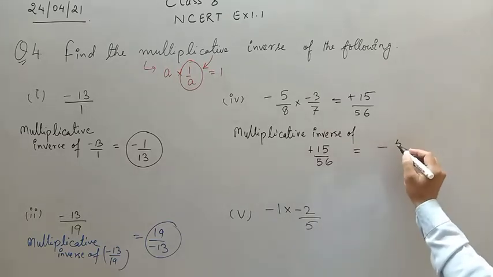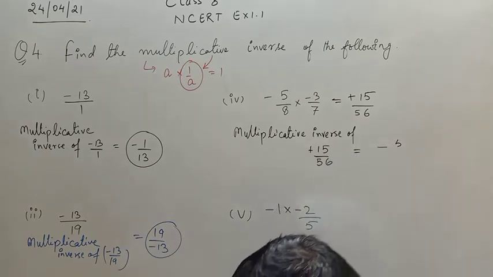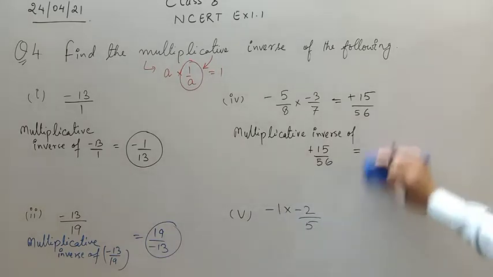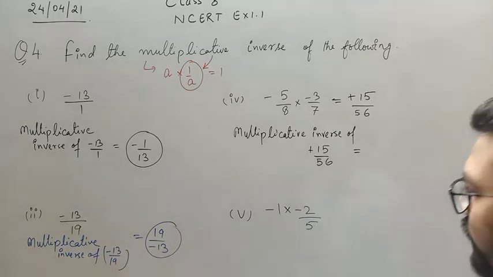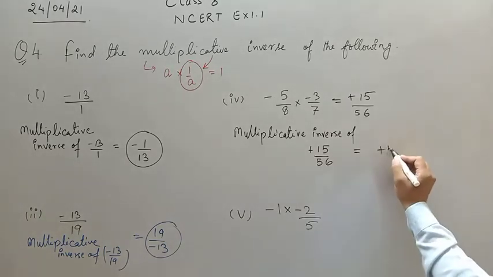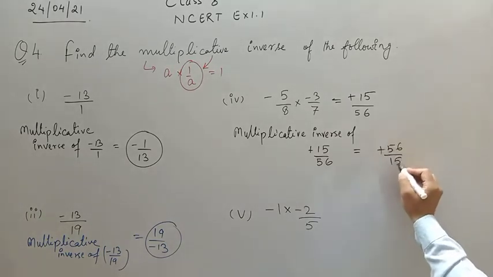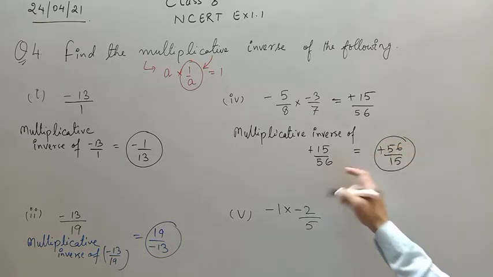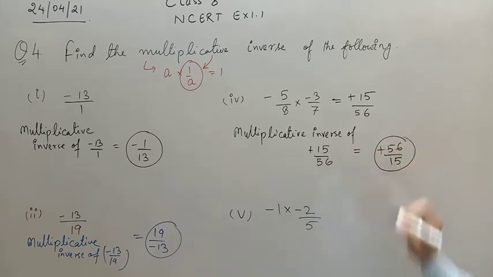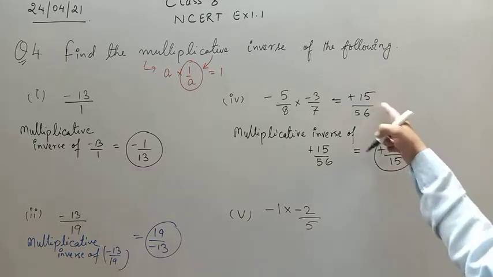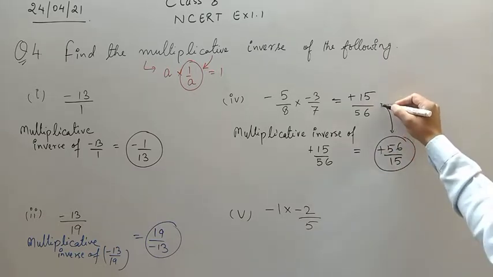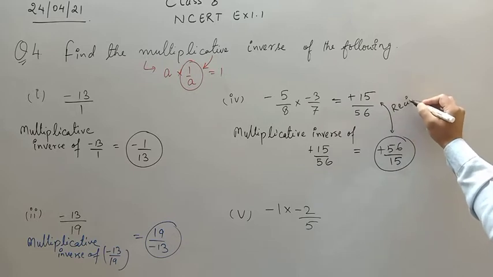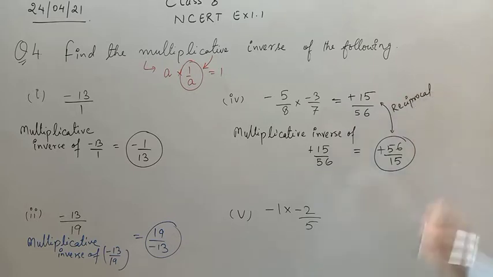Sorry, not minus, its multiplicative inverse will be plus 56 upon 15. That is the reciprocal of this number, right? 56 upon 15. Reciprocal of this number. I think there is no doubt in this.